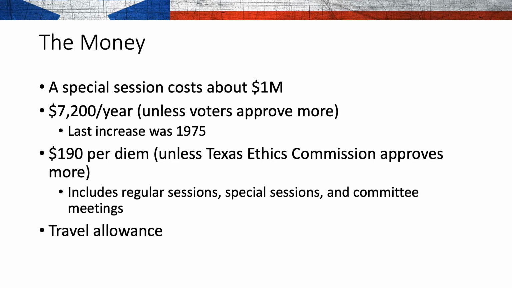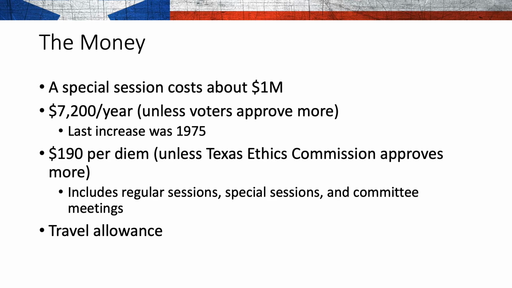People that are in the Texas Legislature are paid $7,200 a year unless voters approve more. So like I said, when we talked about amendments, the voters are the ones that decide whether or not legislators get an increase. The last increase was in 1975, so it's been a bit since there's been a pay raise for the Texas Legislature.